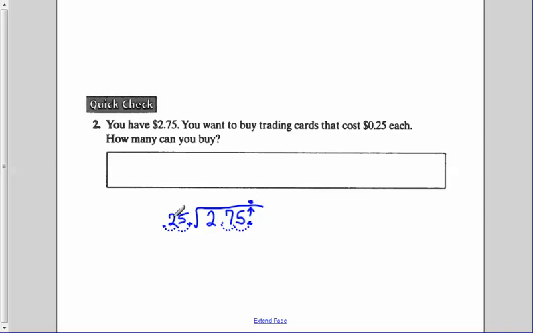So now we can say 25 goes into 27 once, and we get 25. And I subtract, and I get 2. And I'm going to bring down my 5. 25 goes into 25 once. We get 25, subtract, and we get 0. Now I have that decimal point. I could say it would be 11.0, but we aren't buying partial cards, so our final answer would just be 11 cards. Alright, and that's the end for lesson 1.9, dividing decimals.